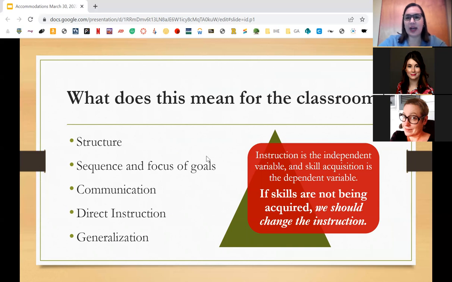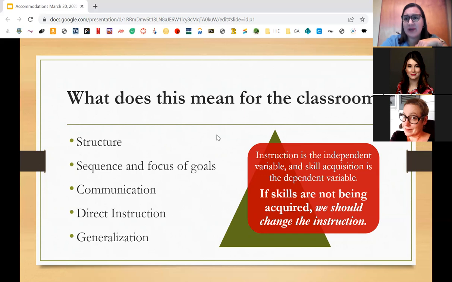So what does this look like in practice for us as educators and as people on a college campus? The bottom line is that instruction and skill acquisition are related. We know that. But if skills are not being acquired, if a student is not successful in our classroom or in our campus setting, we need to change the environment and we need to change our instruction to support them better. So the structure is really important: providing a lot of structure, a logical sequence and focus of goals, clear communication and building communication skills, opportunities for practicing communication skills. Providing direct instruction is extremely important.